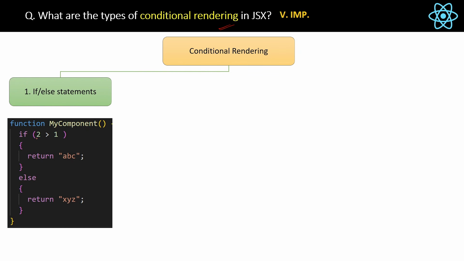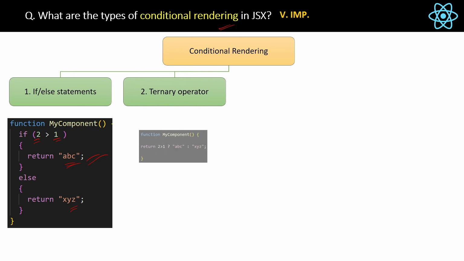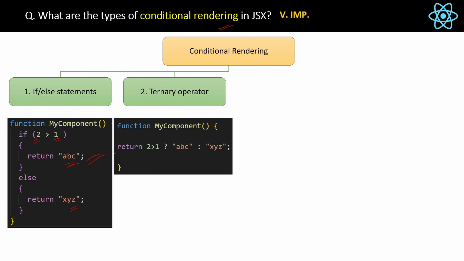Simple, it says if 2 is greater than 1, which it always is, then return ABC, else return XYZ. The output you know, right? Another way of doing the same thing is the ternary operator. Here the same can be done with a single line of code like this. This question mark and colon together are called the ternary operator. Here if 2 is greater than 1, it's true, then return ABC. Otherwise the expression after the colon will be executed.